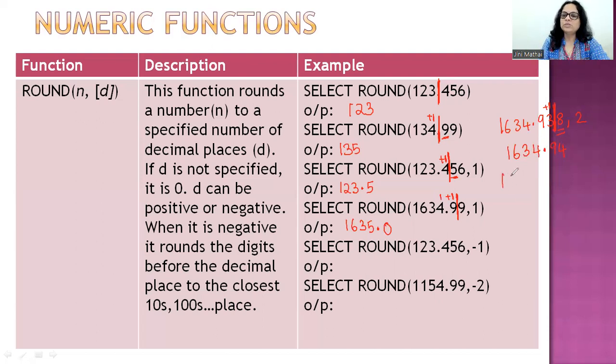1634.94. Suppose it was 1634.999, comma 2. Okay, so where do you want the rounding to happen? Here. Look at the next digit. Is it 5 or more? Yes, add 1 here. So 9 plus 1 gives you 10 with a carry. And then finally your answer would be what? 1635.00. So is that clear?